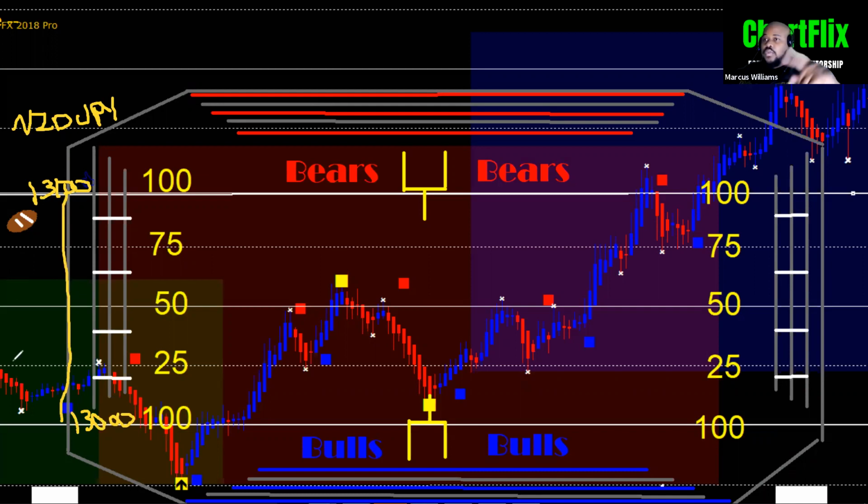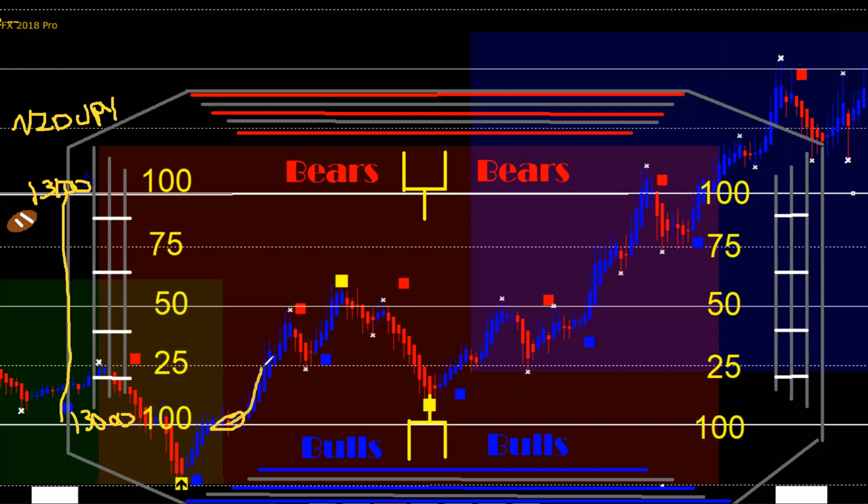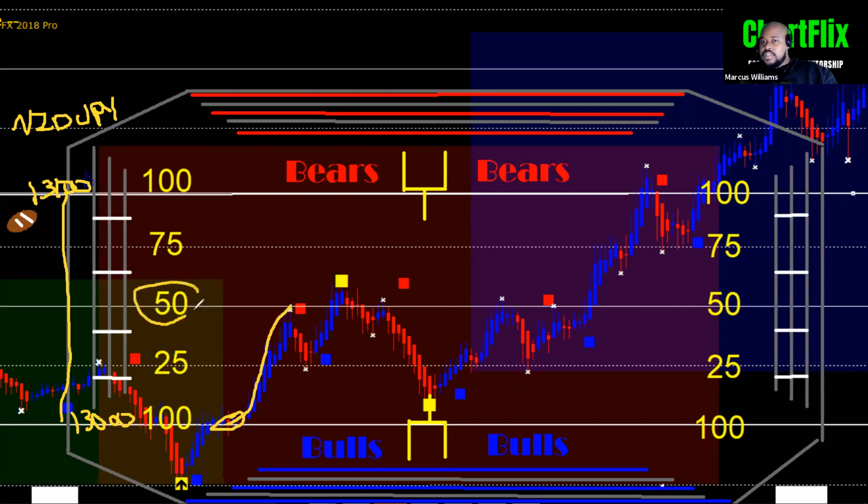From 130 to 131 would be 100 pips in the market. So look at what happens when the bulls have the ball. Look, guys, they take it up 25 and take it up 50 pips. Look what happened once the market moves 50 pips. There is a pullback. So here is the trade that you could take.